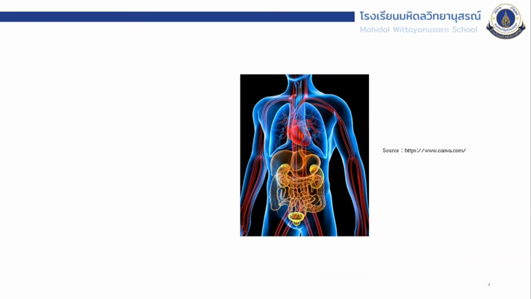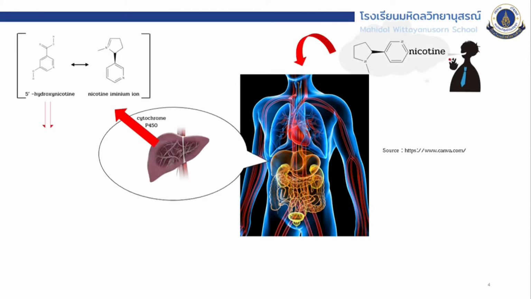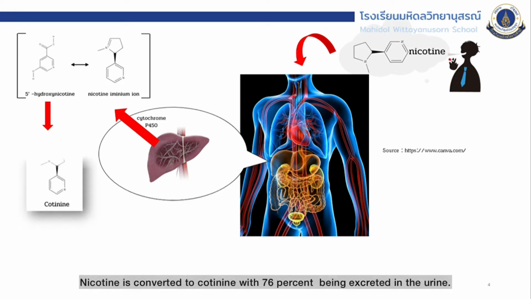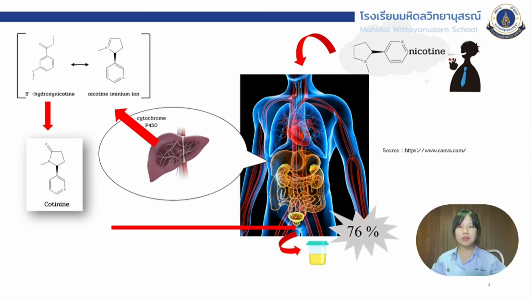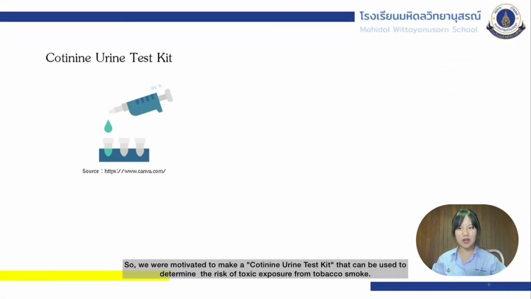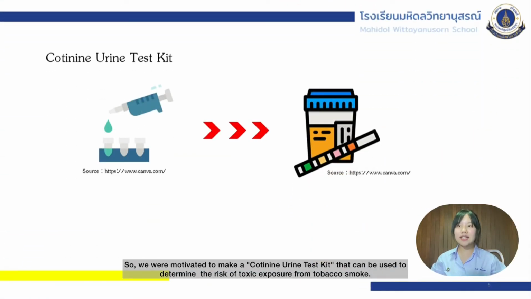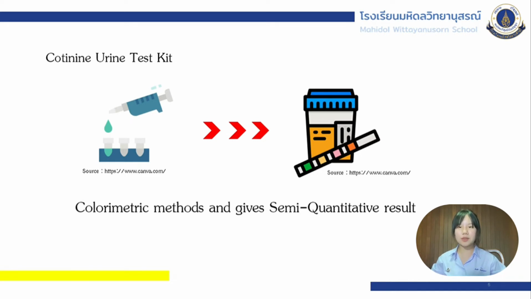The main toxic substance from tobacco smoke that we are interested in studying is nicotine. When nicotine enters the body, it is converted to cotinine, with 76% being excreted in the urine. So we were motivated to make a cotinine urine test kit that can be used to determine the risk of toxic exposure from tobacco smoke. It uses colorimetric methods and gives semi-quantitative results in order to measure the real cotinine range.